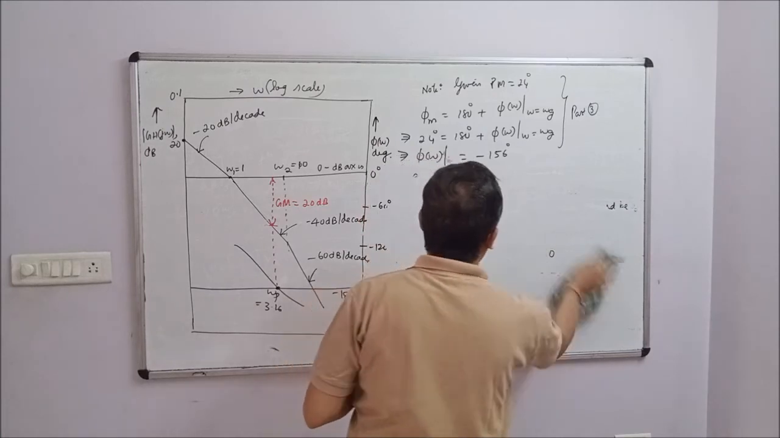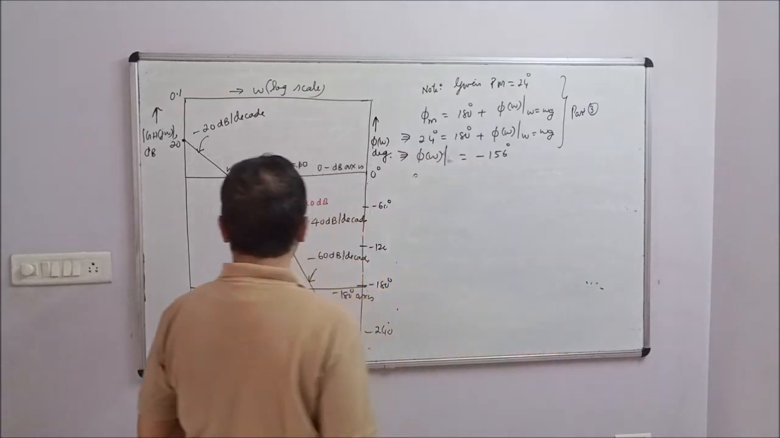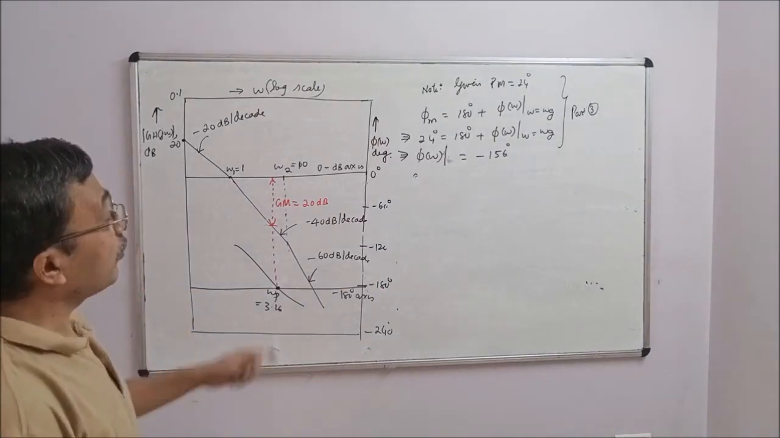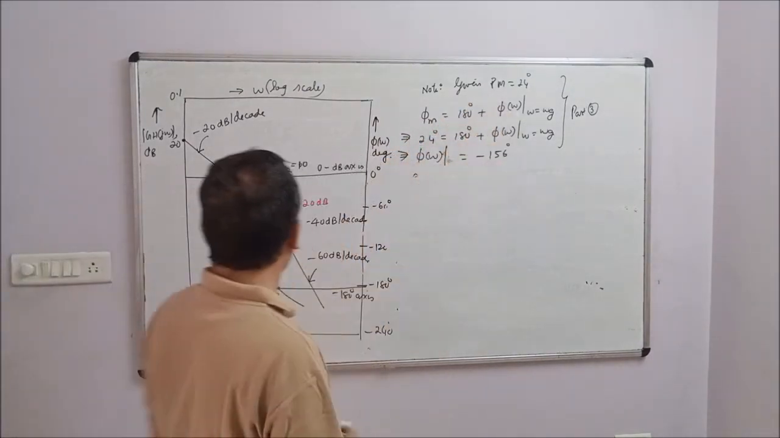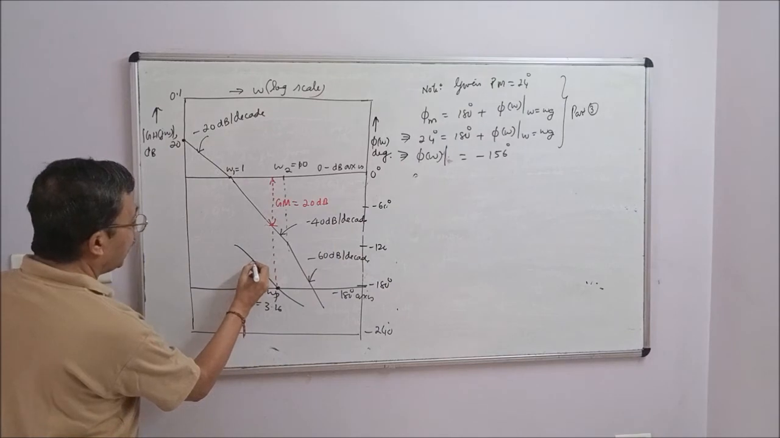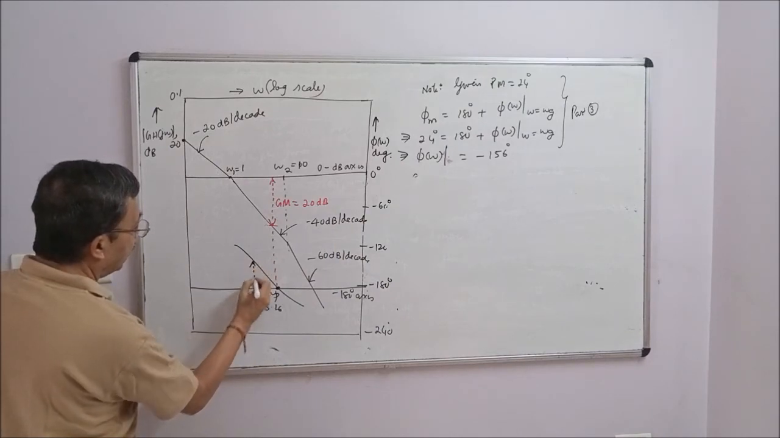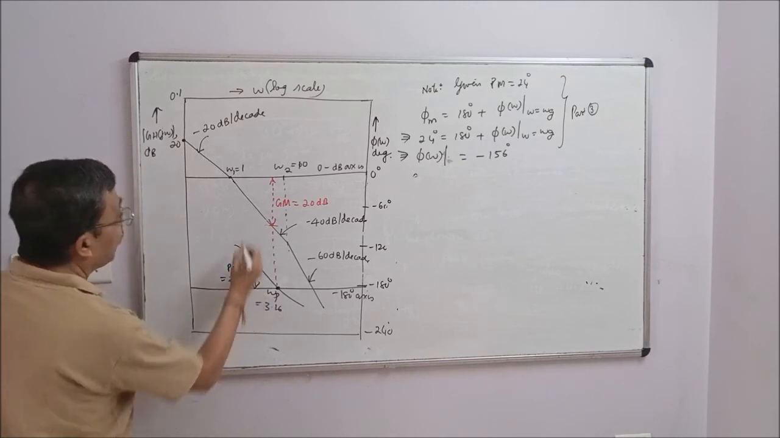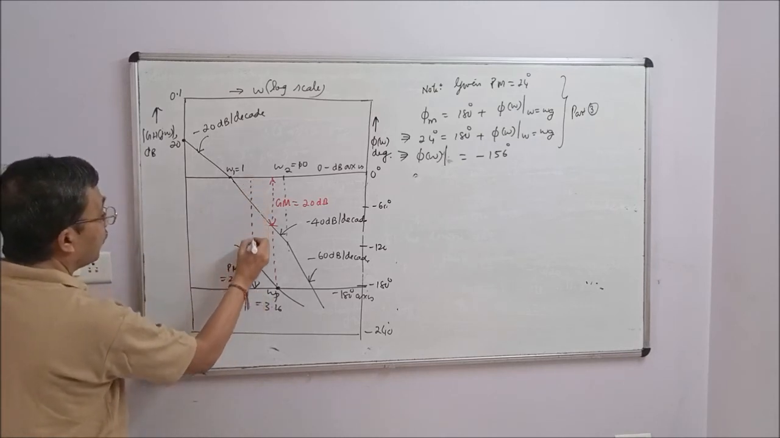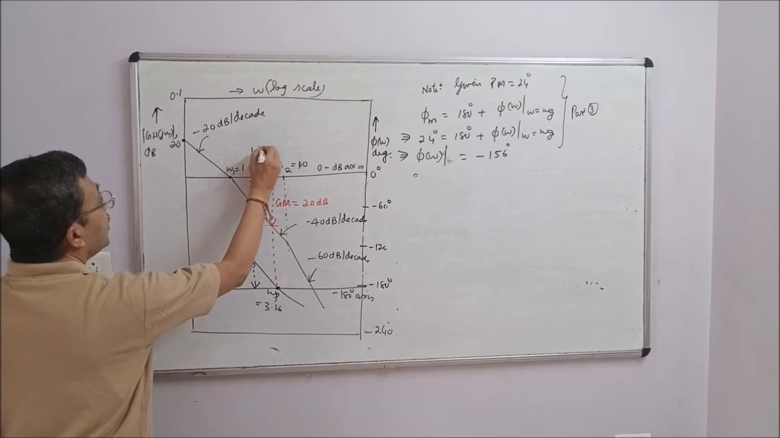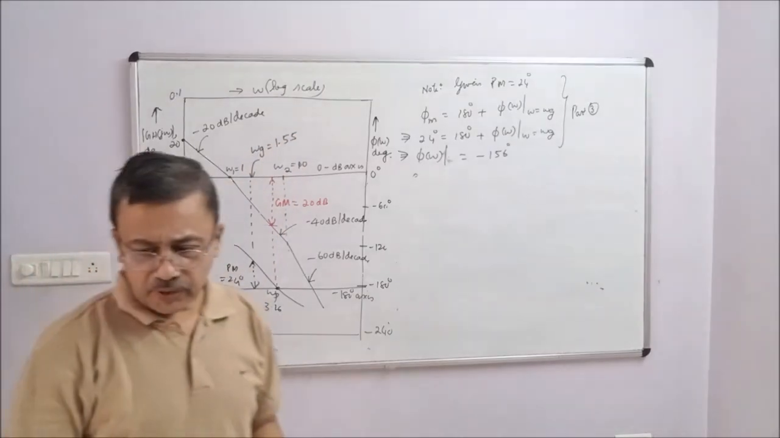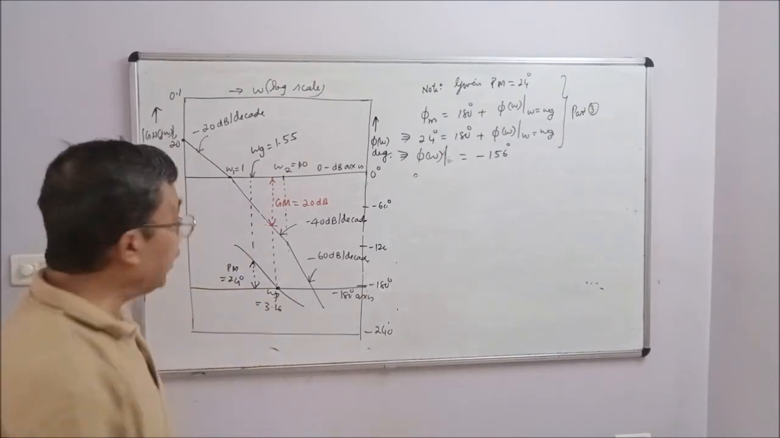Third part is find the value of k for a phase margin equal to 24 degrees. We have found that phase margin will be 24 degrees. This is phase margin of 24 degrees. This happens when omega g is 1.55.